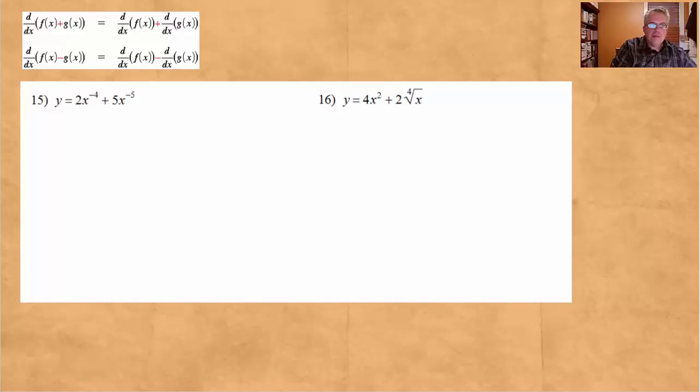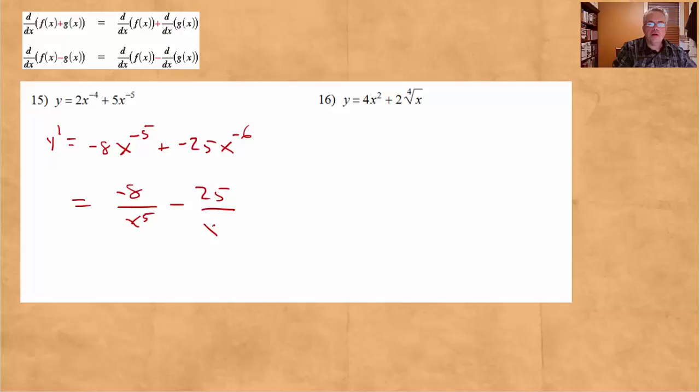So, same thing. These have some negative exponents and square roots as exponents. So, let's muscle through it. So, we have y prime. I'm going to kind of use the shortcut I've been using. Negative 4 times 2 is negative 8. X to the 1 less power. Plus, negative 5 times 5 is negative 25. 1 less power would be negative 6. I'm going to rewrite. That'd be negative 8 over x to the 5th minus 25 over x to the 6th.